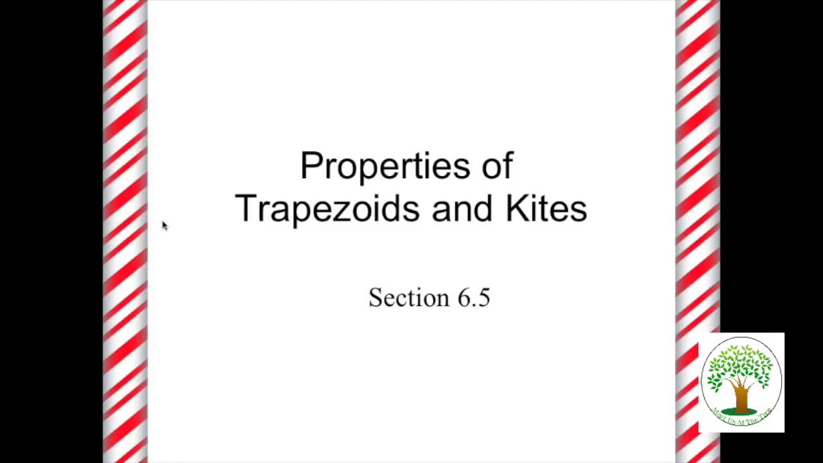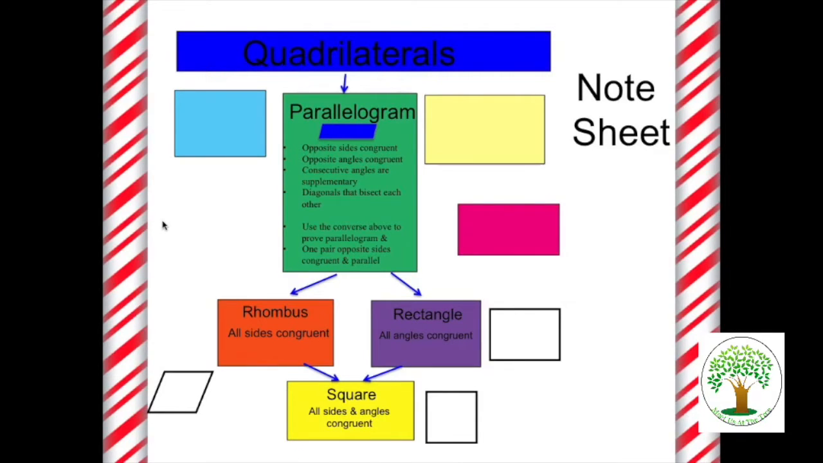We're going to cover properties of trapezoids and kites, and you need that note sheet. Again, the one with all the rectangles all over it. 6.5. It looks like this. We wrote all that last time. We're going to add to it now.